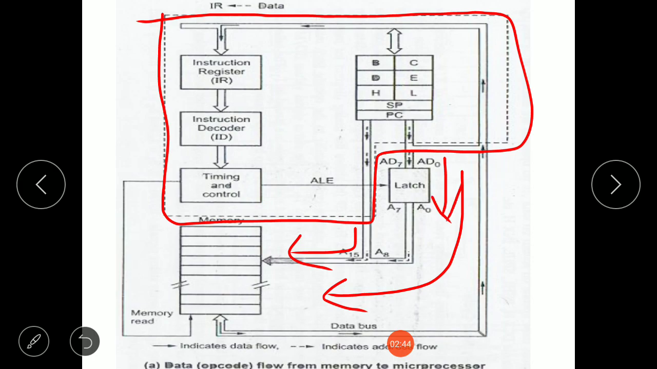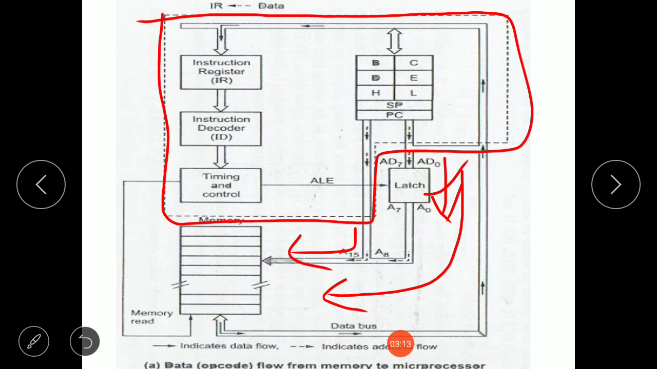Since AD0 to AD7 is an address data bus and it needs to become free for carrying the data, the address that is coming through this address data bus needs to get latched either into the memory or into some external device. So there is a latch here which latches the lower byte of the address and makes the address data bus free for carrying the data.